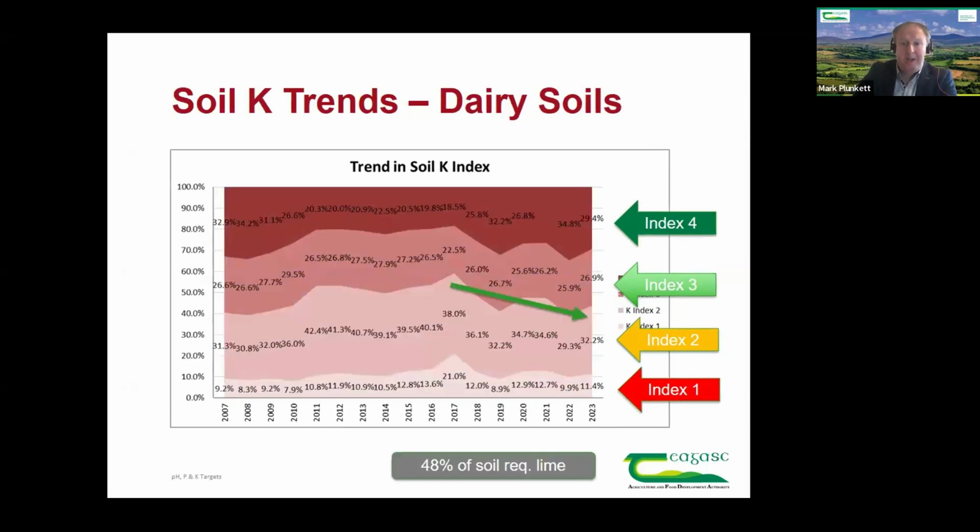In terms of potash, you can see there has been an improvement since about 2017. I suppose the positive is we have a lot of soils at index 4, so there's no need for K. And I would think on a dairy farm, these are the grazing areas. So there's around 30% of our soils that doesn't need K. And the sustainable index there is index 3.